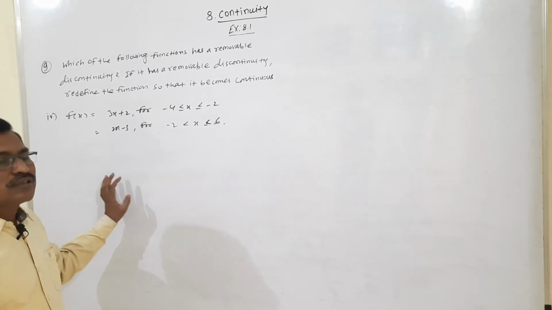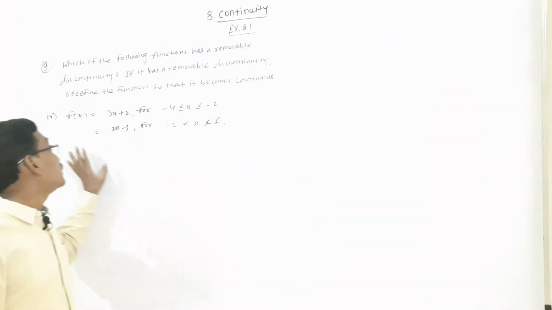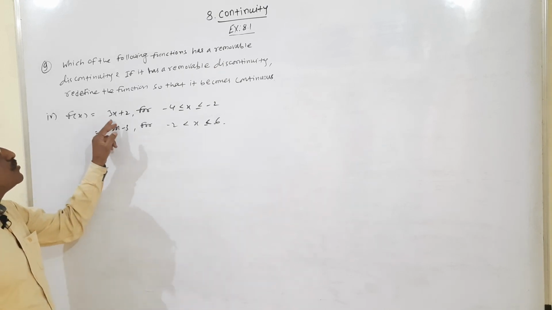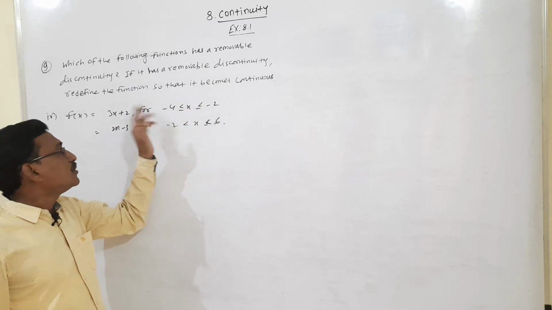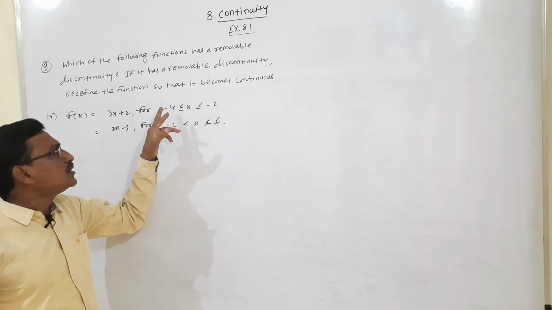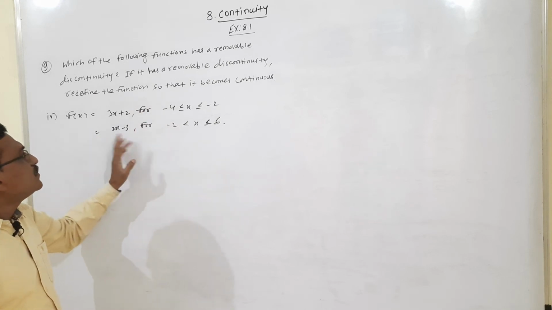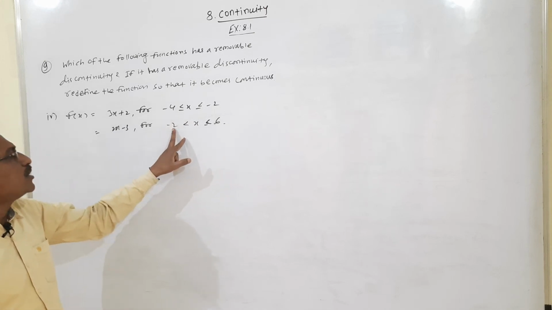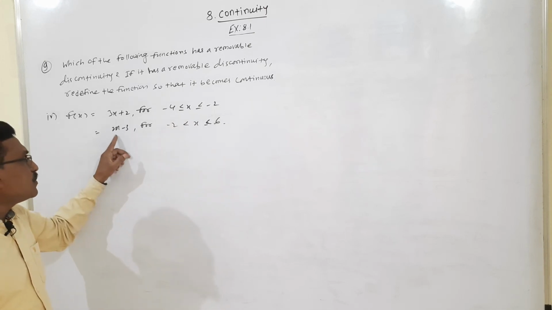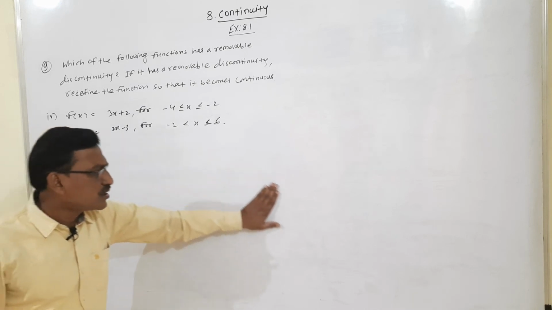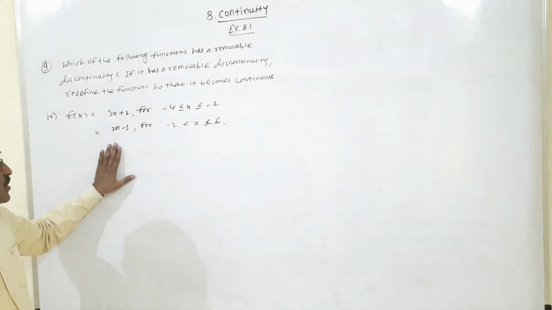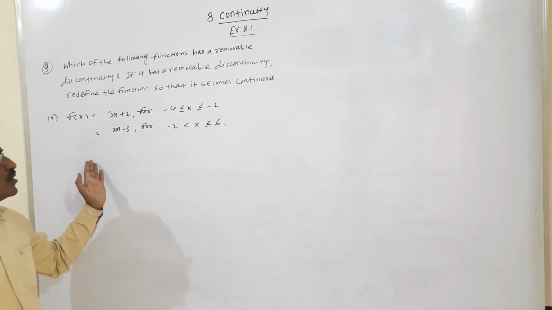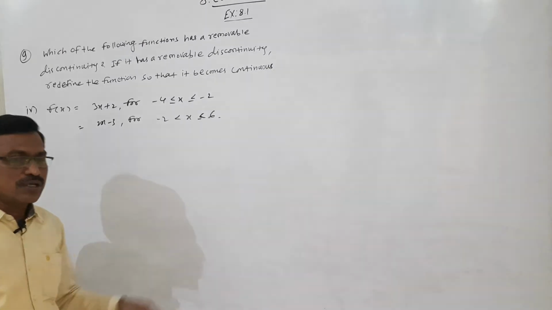So example number second and third you may try to solve at home. Now we will take example number 4 here. Given function f of x equal to 3x plus 2 for x less than or equal to minus 2 and greater than or equal to minus 4, and for x less than or equal to 6 and greater than minus 2, the function is 2x minus 3. We check whether the given function is continuous or discontinuous, and whether it is a removable or irremovable discontinuity.